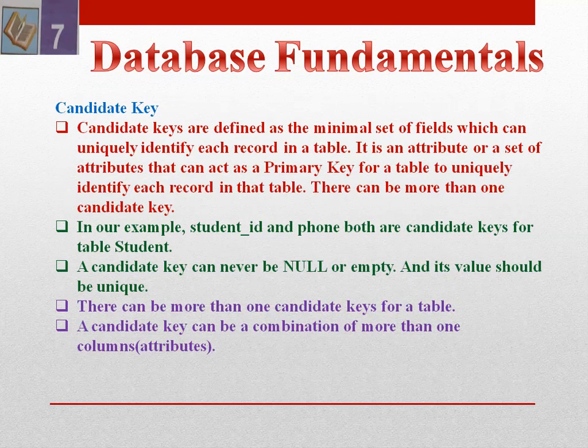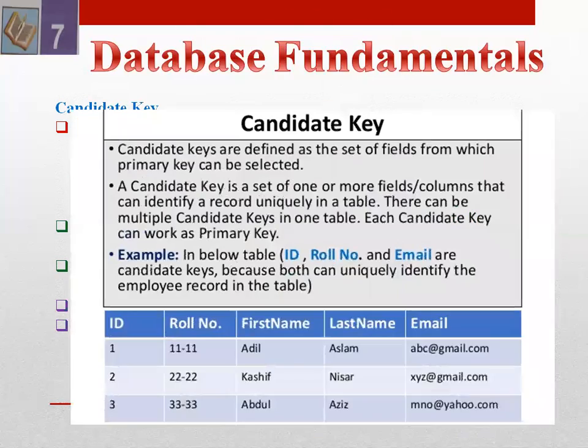For example, roll number of a student is chosen as a primary key field in a student database. And NIC number of a student is unique and it can also act as a primary key. Therefore, NIC number is a candidate or alternate key in a student table. So candidate keys are defined as the set of fields from which primary key can be selected. A candidate key is a set of one or more fields or columns that can identify a record uniquely in a table. There can be multiple candidate keys in one table. Each candidate key can work as primary key.